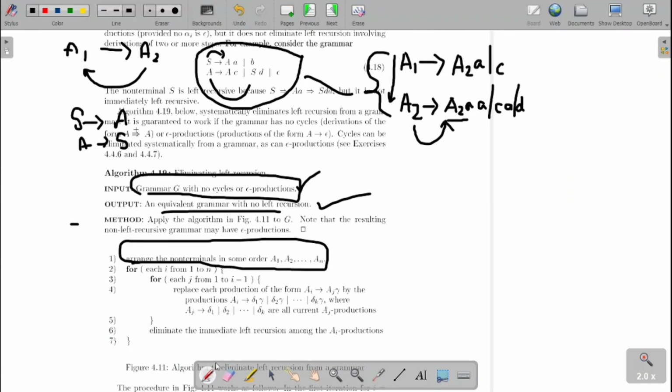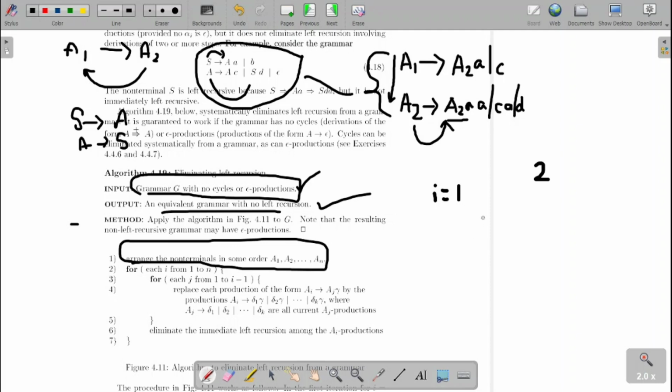So now what is the n over here? So now n will be equal to 2. Now we have the two productions over there, that is A1 and A2, two non-terminals. The n will be equal to 2. Then for each i from 1 to n, now i will take up the value as 1.